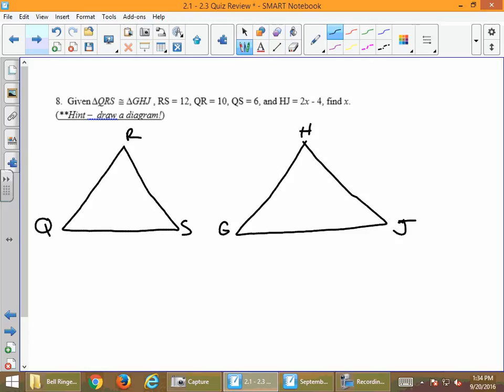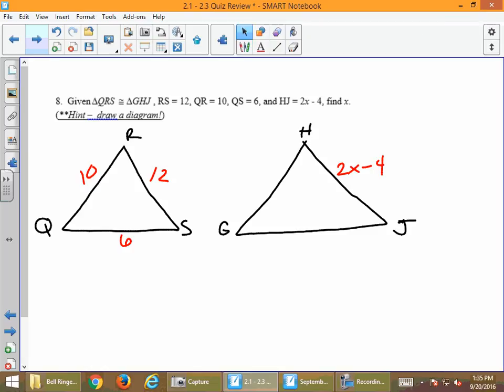After you've drawn your picture, fill in your information. RS is 12, I'm going to write 12. QR is 10, I'm going to write 10. And QS is 6, I'm going to write 6. The only information they gave you about this other triangle is HJ, so I'm going to fill in that side with 2x minus 4. But we know these triangles are congruent, so what do you know about the corresponding sides? The parts are also congruent.